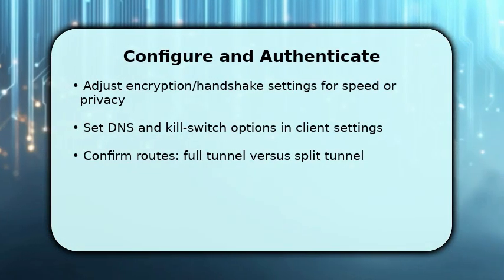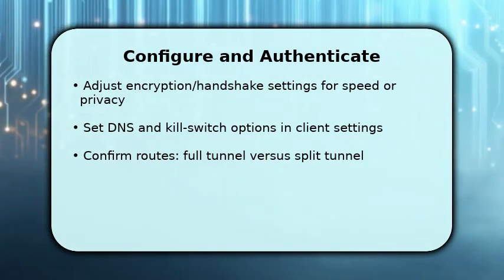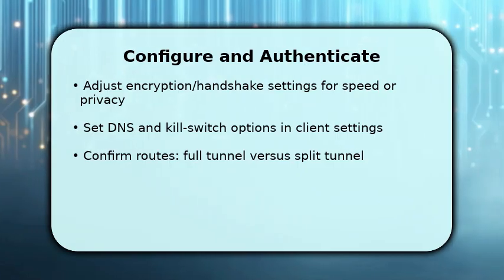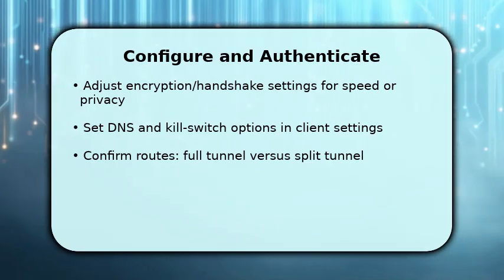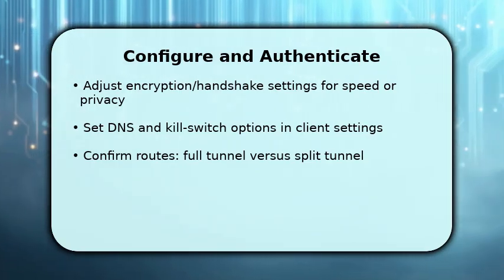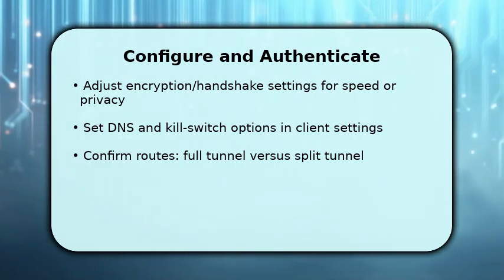Now you'll fine-tune the connection. Open advanced settings and pick cipher, handshake, and compression according to your needs. Higher encryption increases privacy, but can reduce speed. Configure DNS to use the VPN provider's servers and enable the kill switch so traffic stops if the VPN drops.